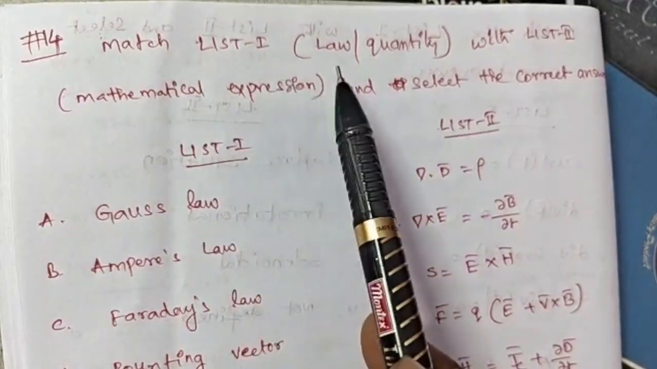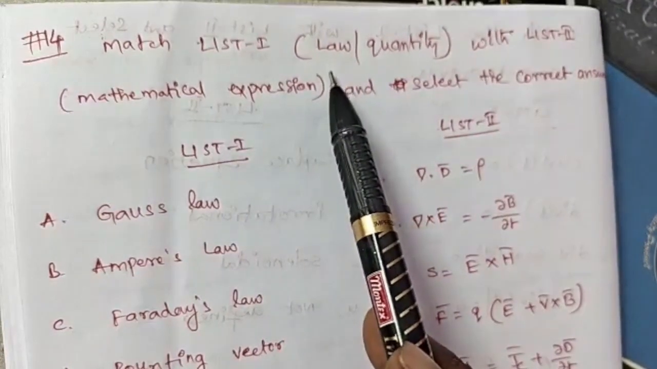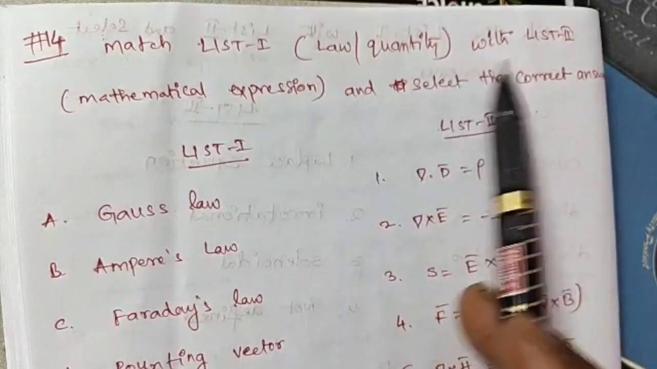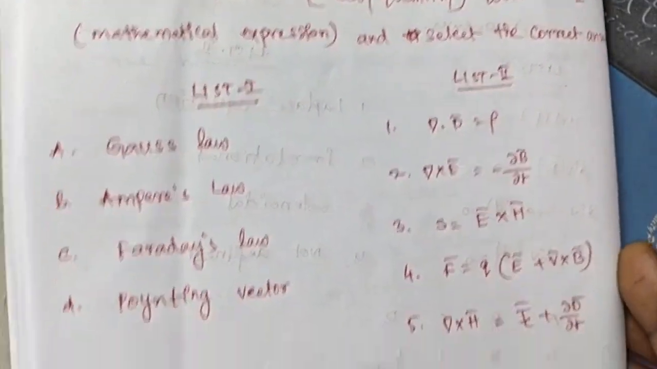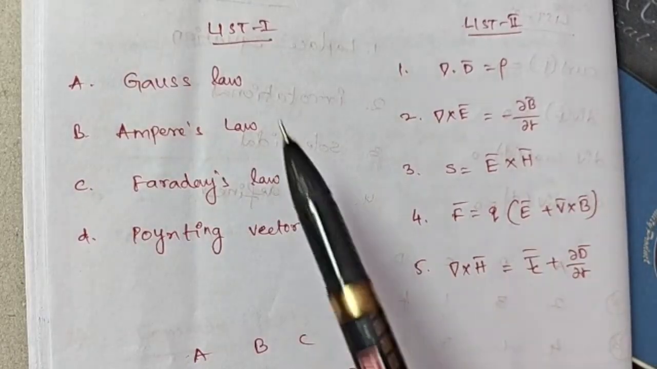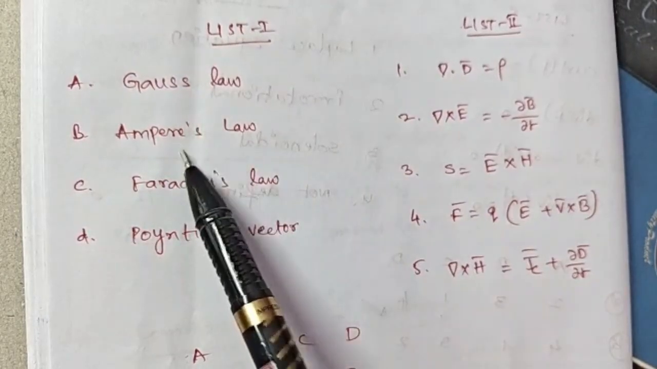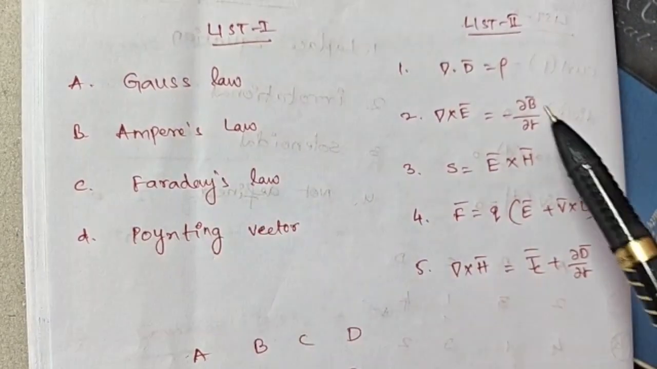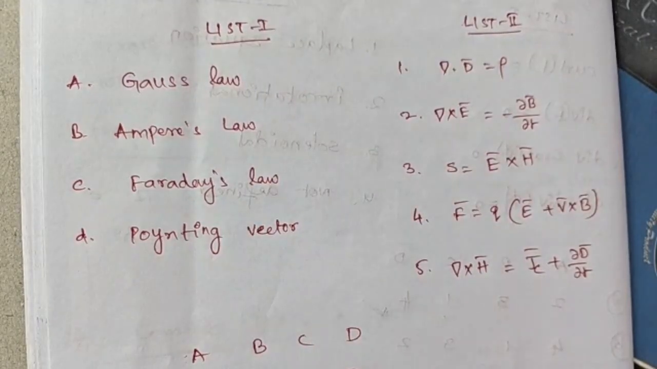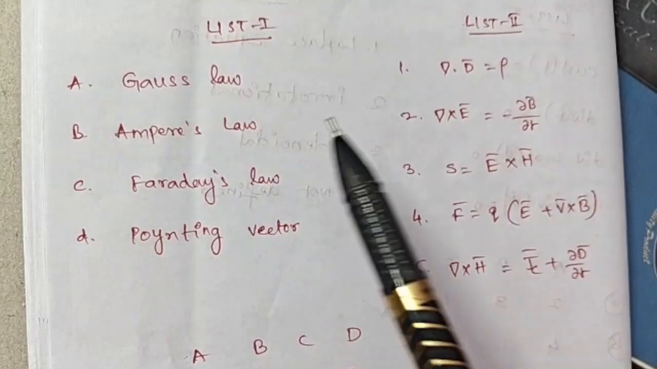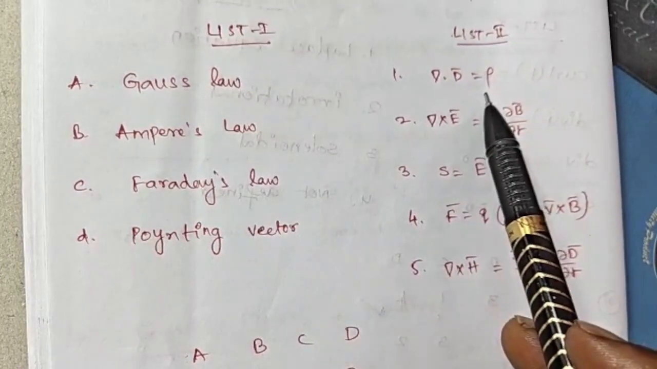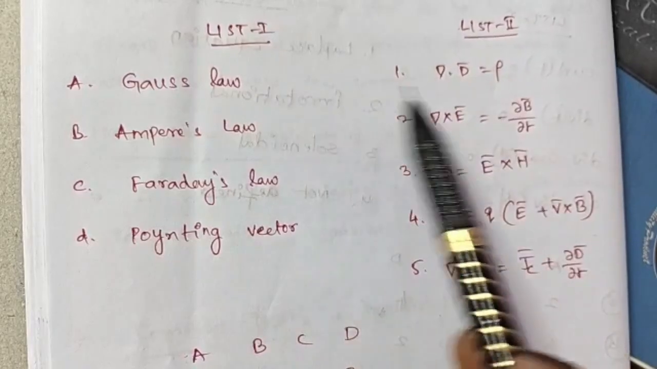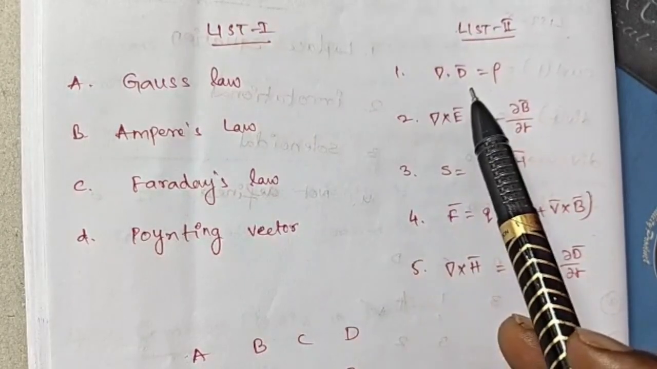Match list 1, which is given with a physical quantity, with list 2, which is the mathematical expression, and select the correct answer. So what is in list 1? Gauss law, Ampere's law, Faraday's law, Poynting vector. The right side has the mathematical expressions. So what is the Gauss law expression among the 5? We can say del dot D equal to rho, which is the Gauss law. So for A, option 1 will be the correct answer.